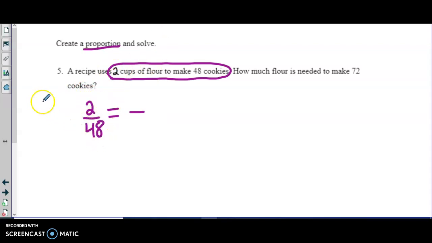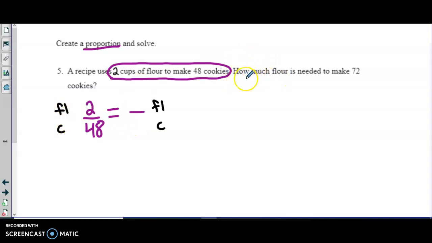Now here's what's important. We need to label what these are. On the top I have cups of flour, and on the bottom I have number of cookies. Because I set up my first fraction as cups of flour over cookies, I need to make sure I set up my second fraction as cups of flour over cookies. It's really important that you set up your fractions the same way. It does not matter how you set up the first fraction. You could have done 48 over 2. It doesn't matter as long as your second fraction matches it, which is why I like to label.